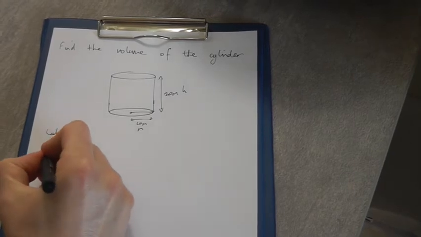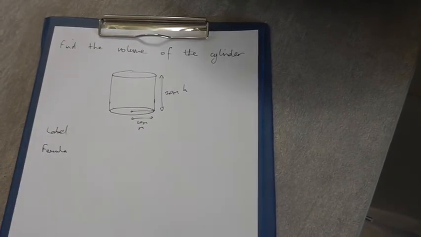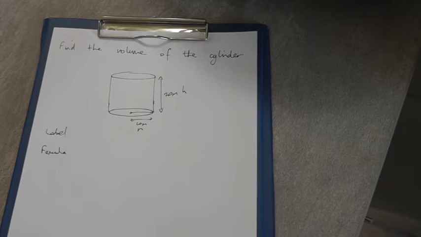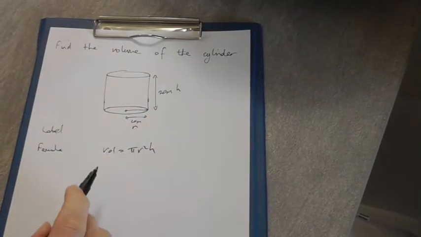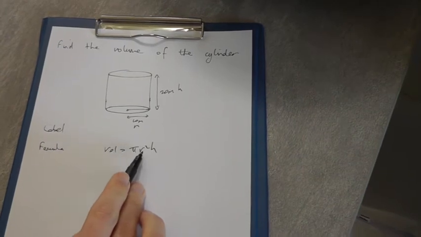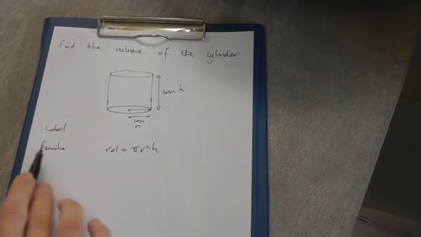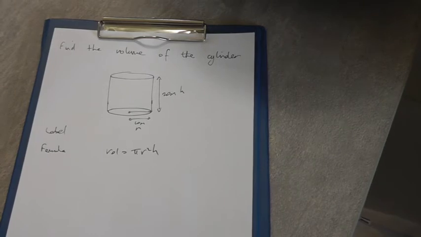Next step is we must select our volume formula, which we get from our table book, and volume equals pi r squared h. Is that all right there? So we've got all these to work out here.